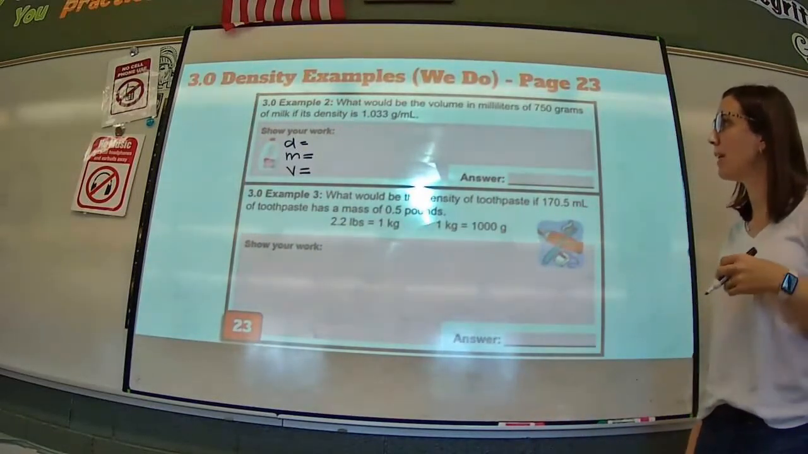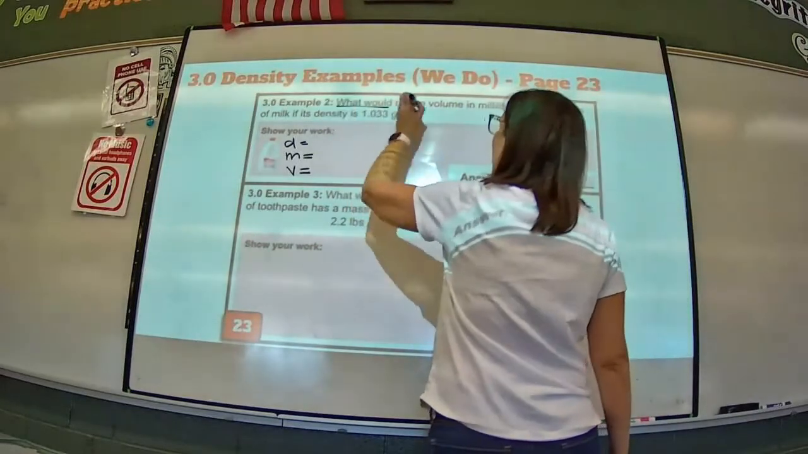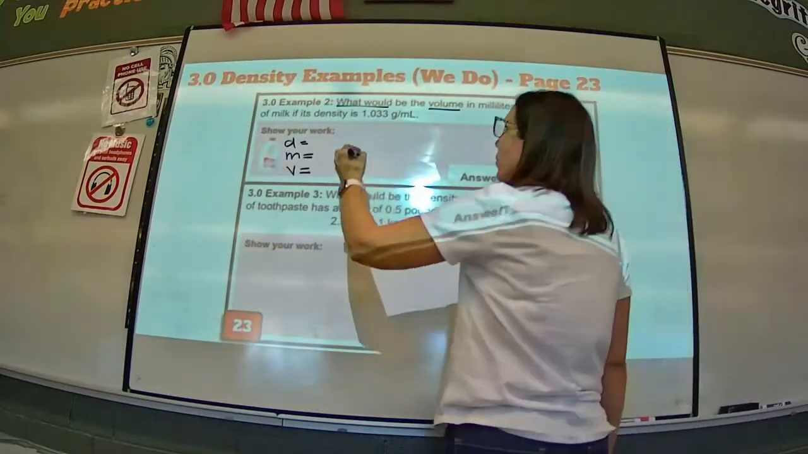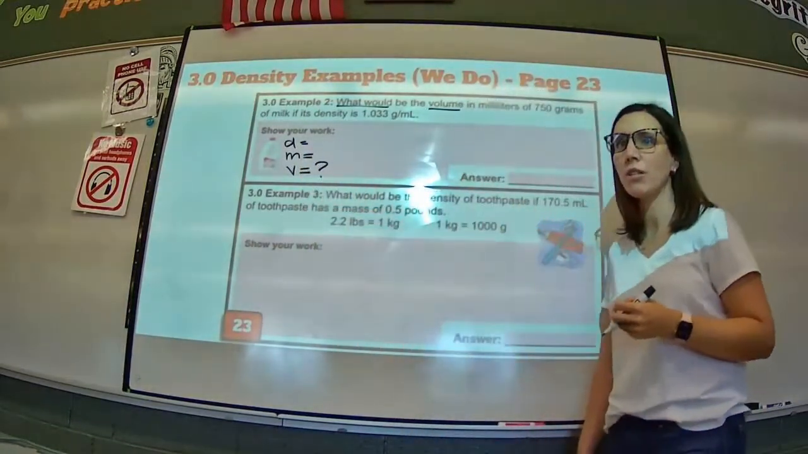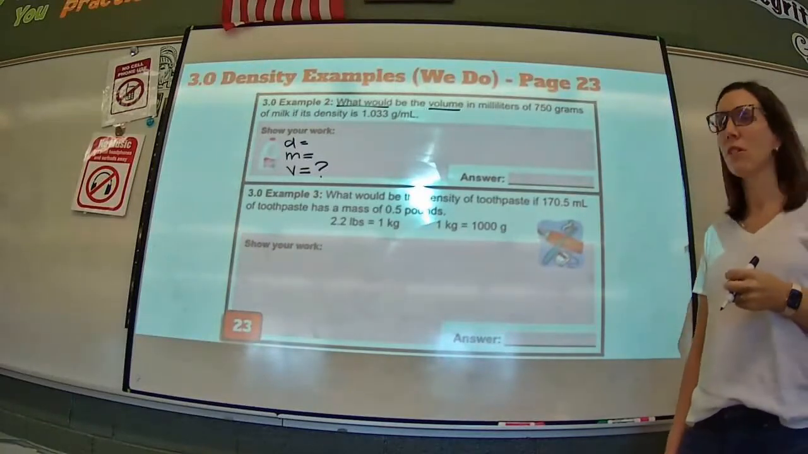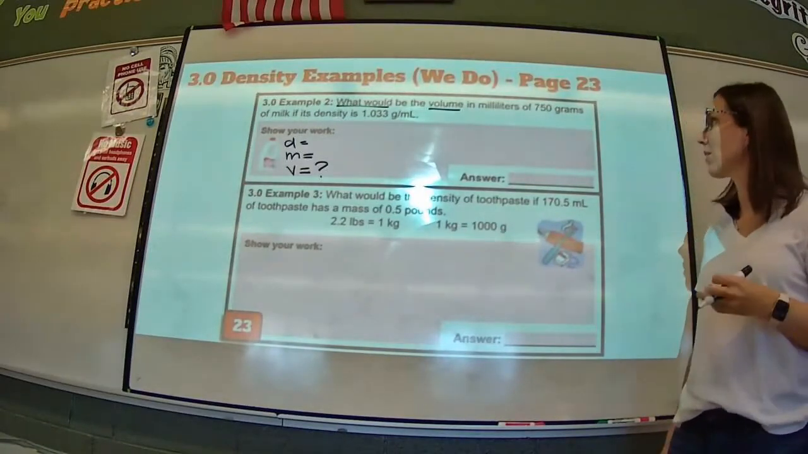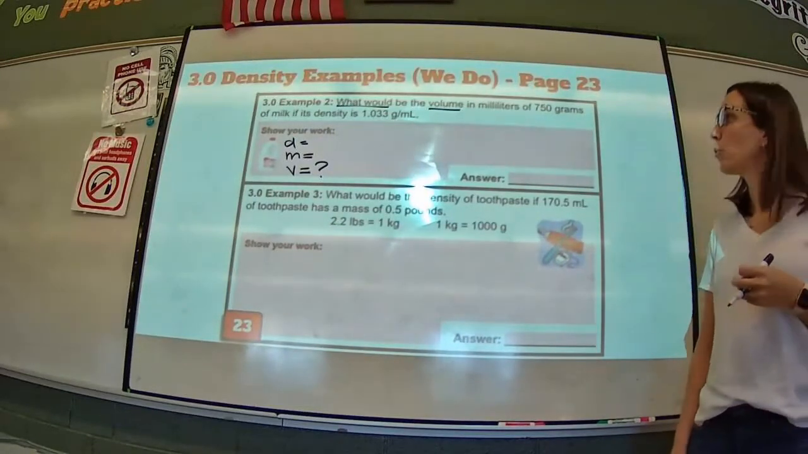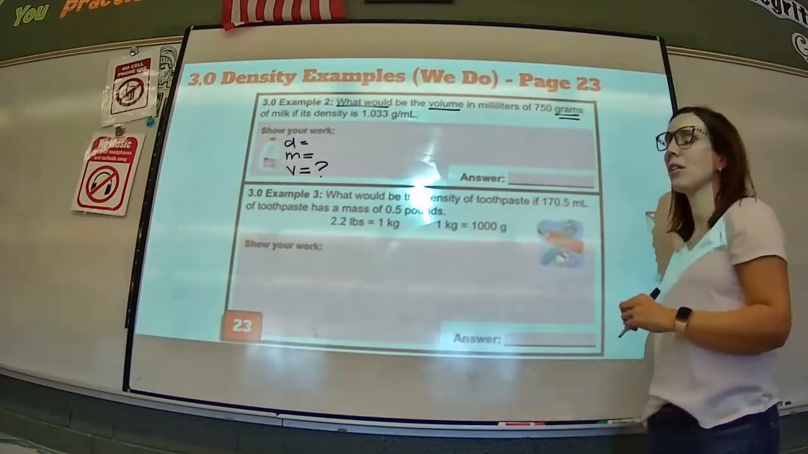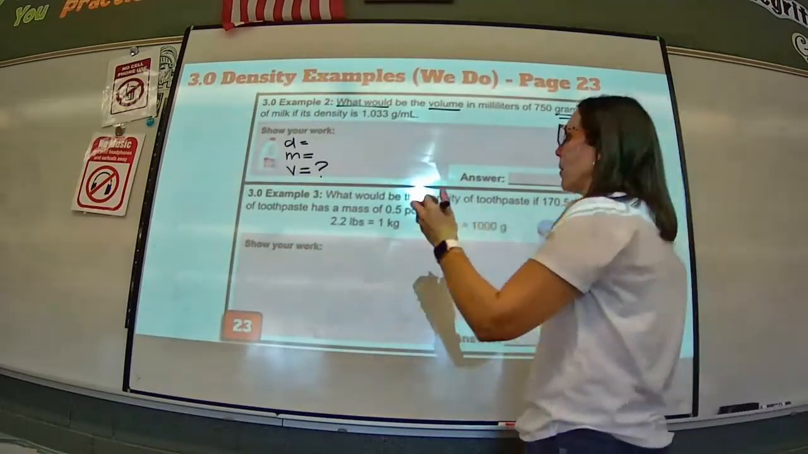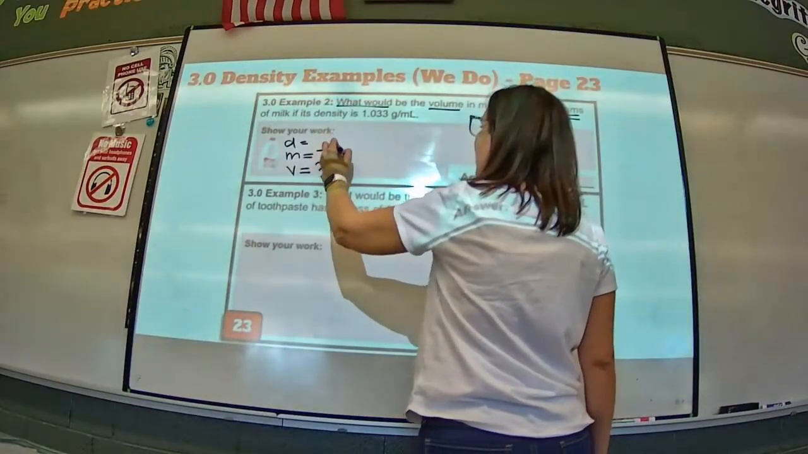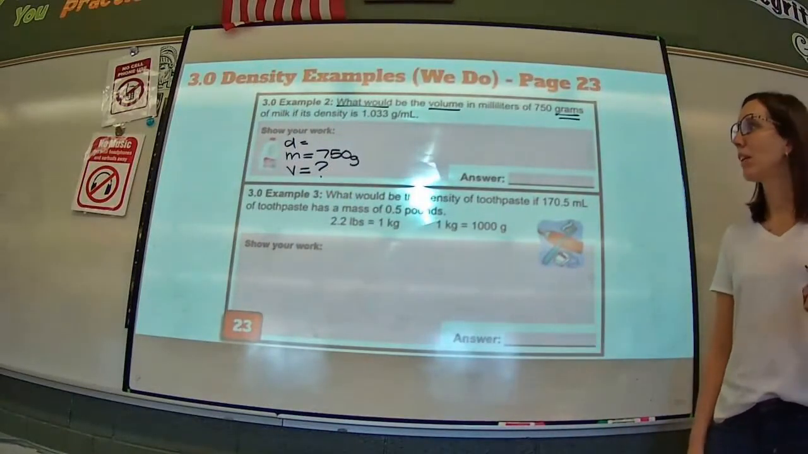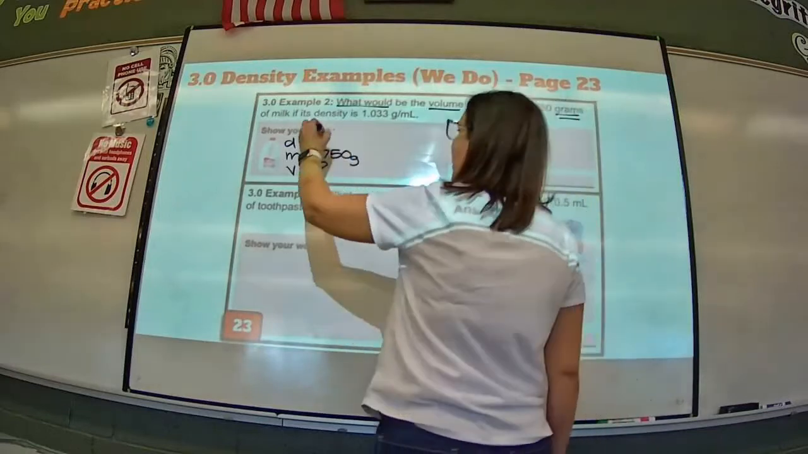It says, what would be the volume? That's telling us what our question mark is. So we're looking for volume in this particular problem, and I'm going to put a question mark next to my volume. Hopefully it gives me mass and density. Let's keep reading. 750 grams. Grams means mass. Anytime you see grams, that's an M. So I'm going to put 750 grams for my mass. And then it says the density of milk is 1.033 grams per milliliter.